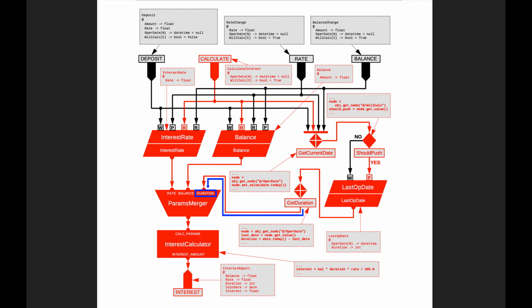Then signal goes to input duration of the merger, triggering it and producing merged output signal containing balance, rate, and duration, going into input calc params of runlet interest calculator that calculates interest amount and sends result to output port interest shown as upward arrow.